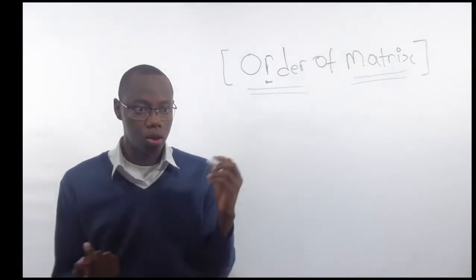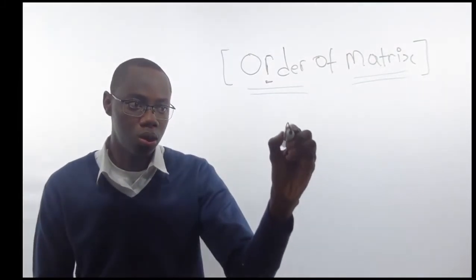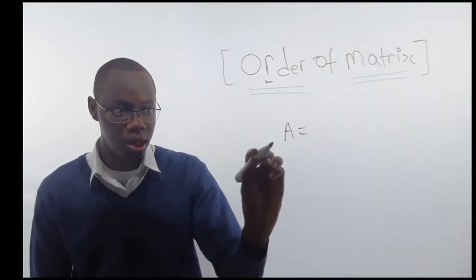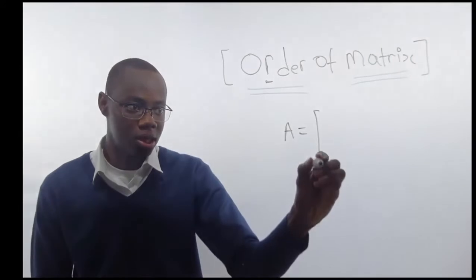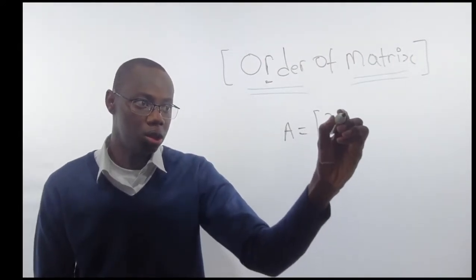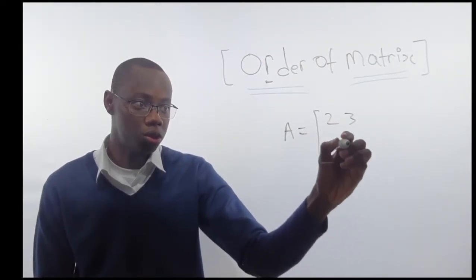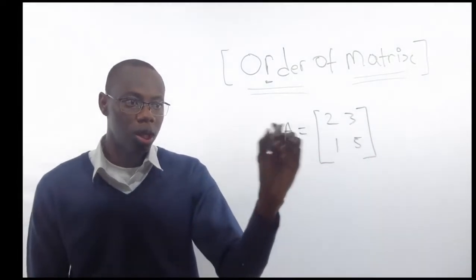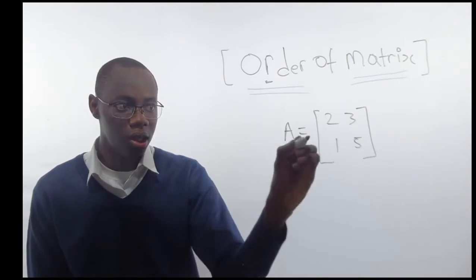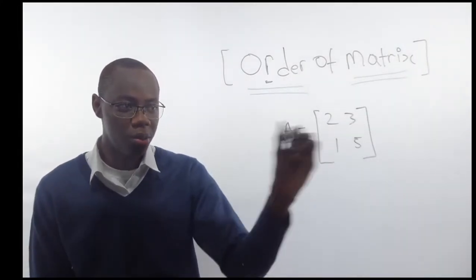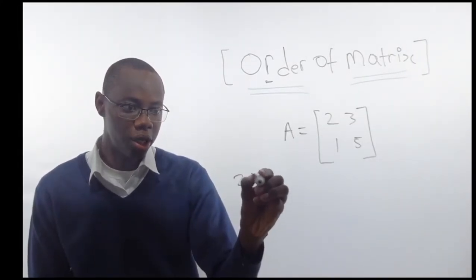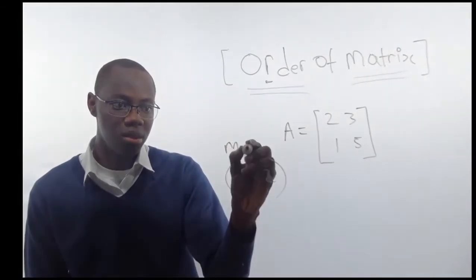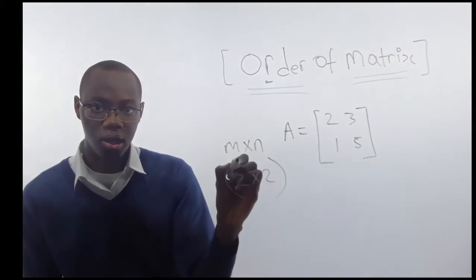3 by 3. So let me quickly point out something to you. Let's assume we have a matrix A. So this is how I write the matrix A in caps. Let's assume we have the matrix 3, 2, 2, 3, 1, and 5, for example. So what order is this? The order is row by column. So how many rows? 2. So 2 by 2.